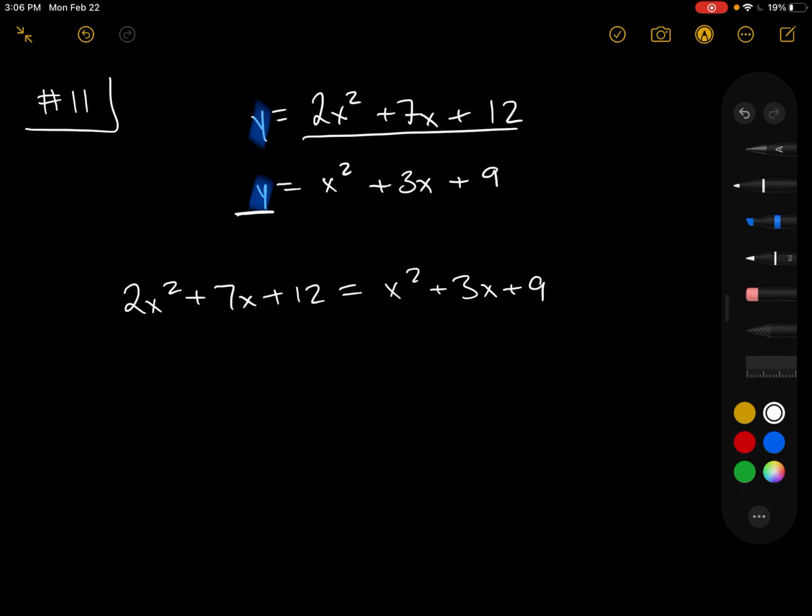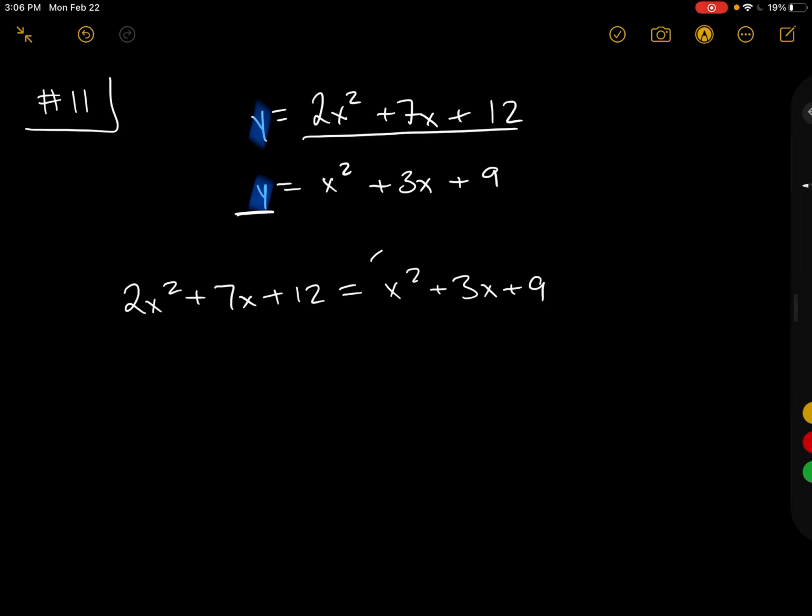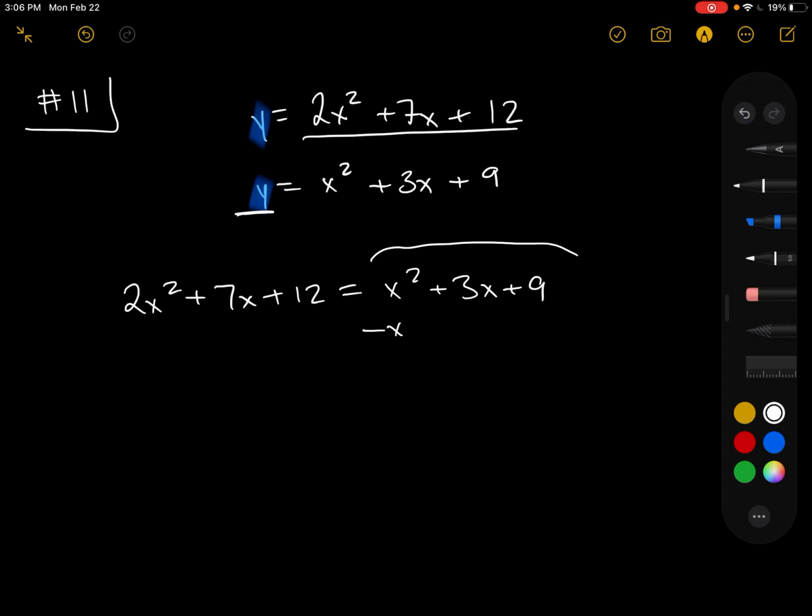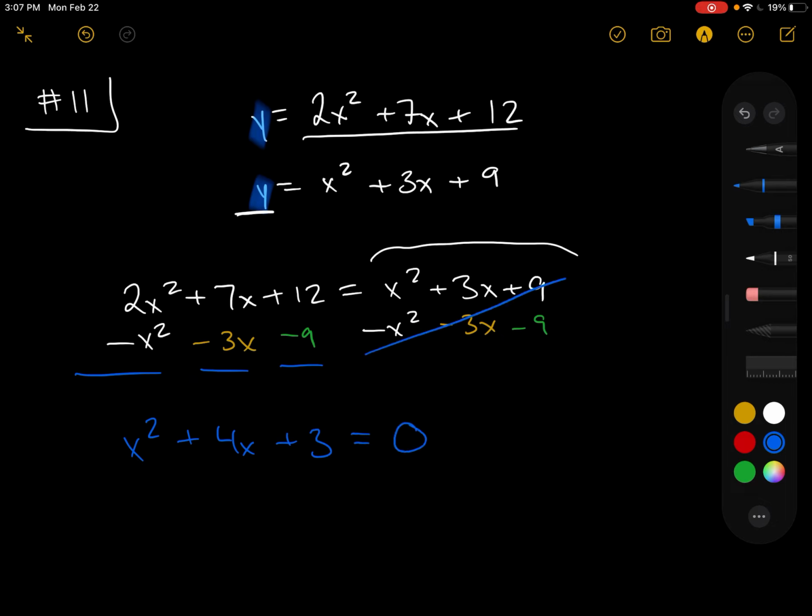So now that we're in this form, we want to set it equal to 0. So everything that's on our right side over here, we need to move it over. So minus x squared, minus 3x, minus 9. When we do this, we'll get x squared plus 4x plus 3, and there's nothing left on this side. It all simplifies to 0. We've taken it all away.